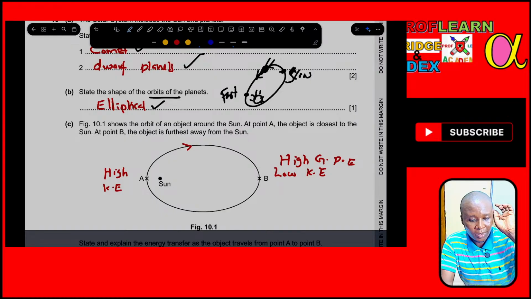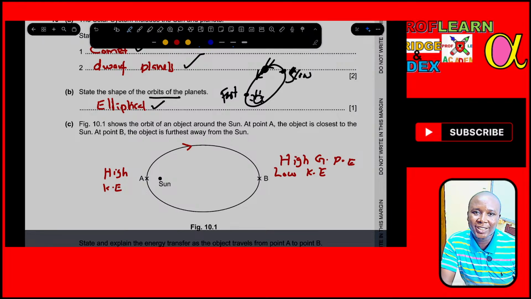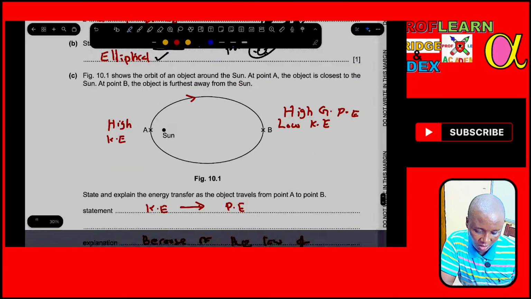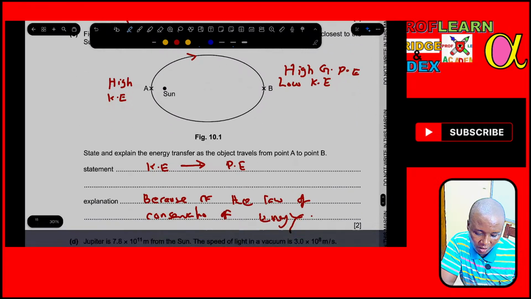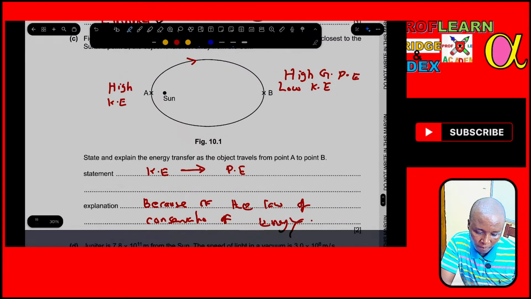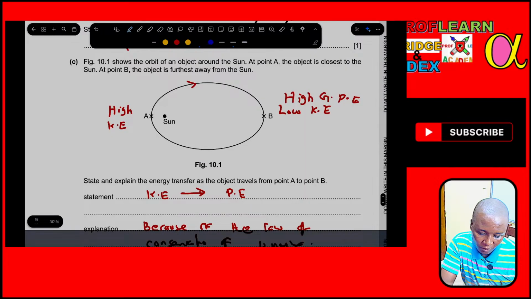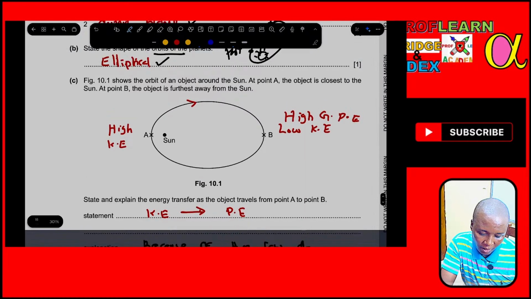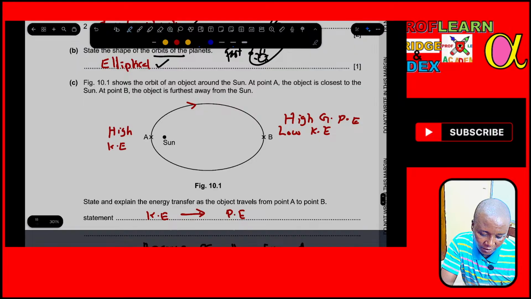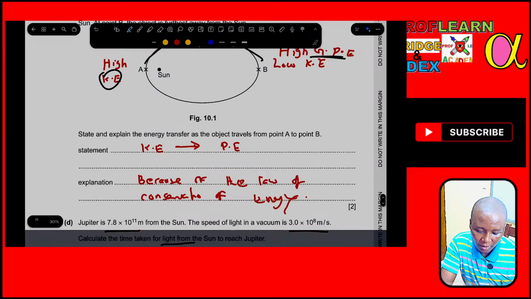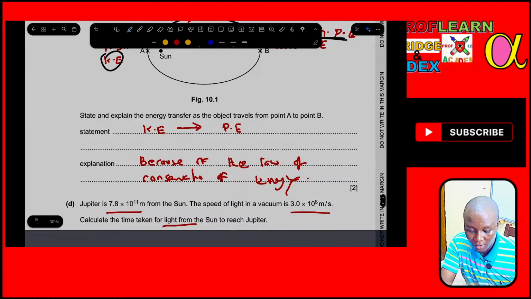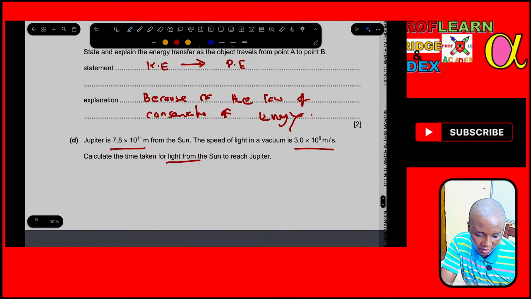You can also be asked the orbit of a moon. The orbit of a moon is around a planet and is always circular. Then explain the energy transfer of the object from point A to B. This is actually a comet, right? It has kinetic energy, and as it moves, it decreases to gravitational potential energy. So which means that the law of conservation of energy is considered here.